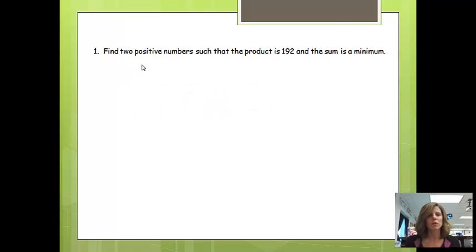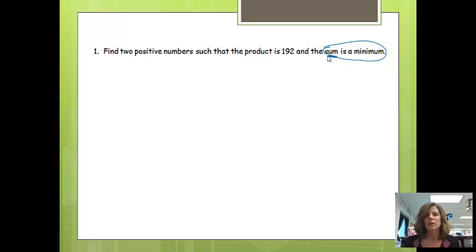So let's go ahead. The first two that I'm going to start with are not super real life at all. It's just getting us used to the concept of working with mins and maxes. This one says to find two positive numbers such that the product is 192 and the sum is a minimum. The first thing that I'm going to do on this problem is, we want the sum to be a minimum, so I'm going to circle that, because our first step is to actually find an equation that we want to take the derivative of.